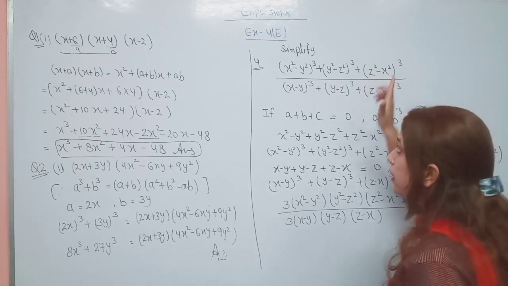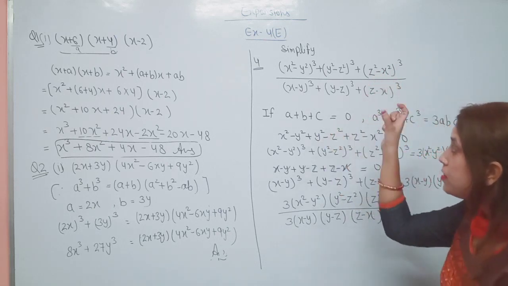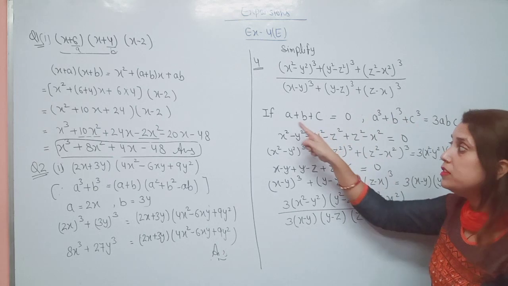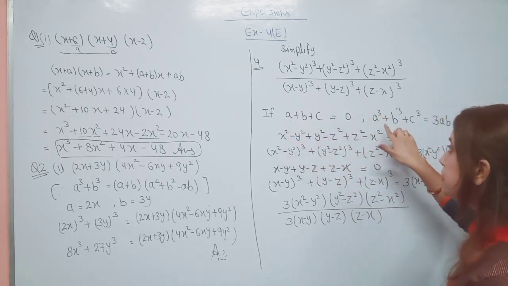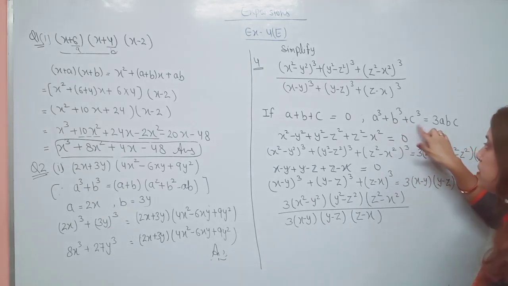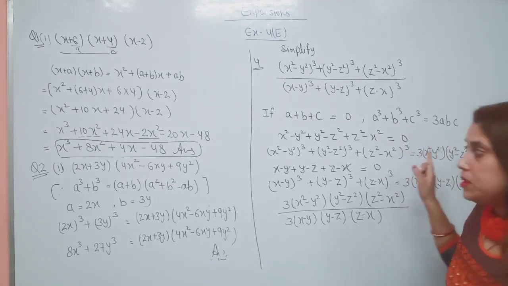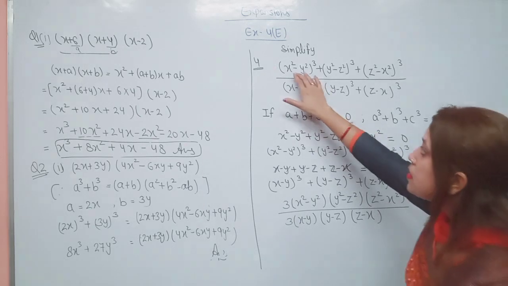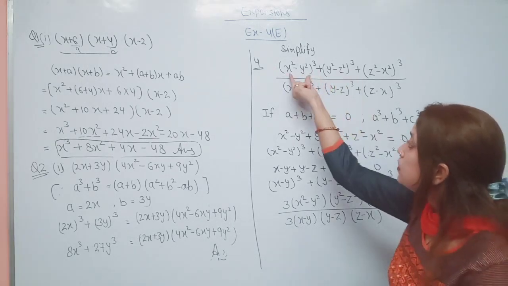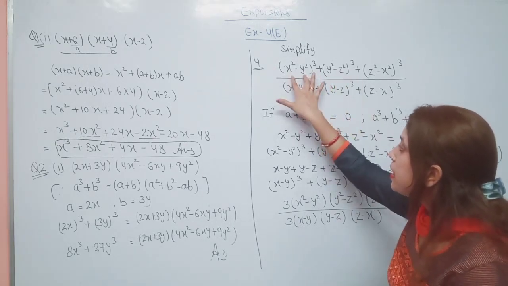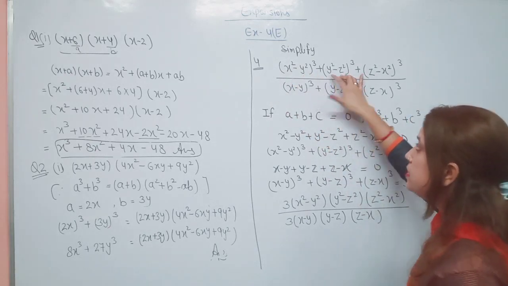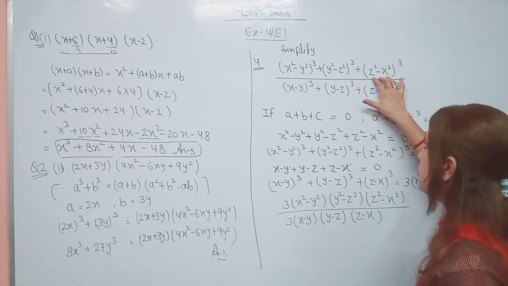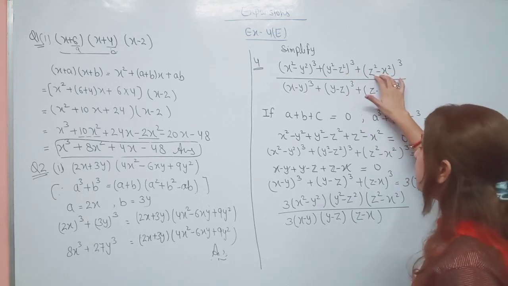We know that in the identity of a cube plus b cube plus c cube, if the sum of a, b, c is 0, then a cube plus b cube plus c cube is equal to 3abc. So first we find the sum of a, b, c. Here in the numerator, a is x square minus y square, b is y square minus z square, and c is z square minus x square. So first we find the sum.